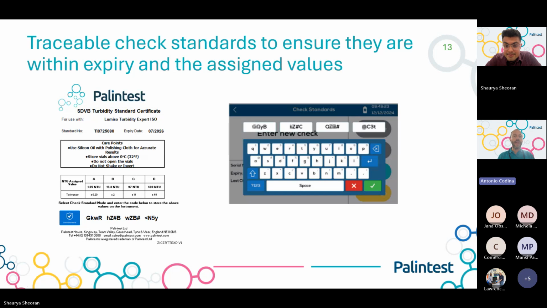So we supply calibration standards with the instruments. This is something that we only do for turbidity, and it's because the instruments can drift just because of contamination. Also, regulatory bodies always want you to check that the instrument is calibrated before you perform any measurements.